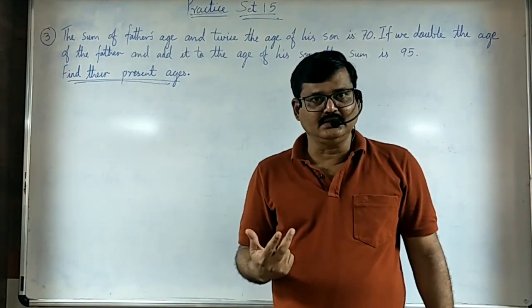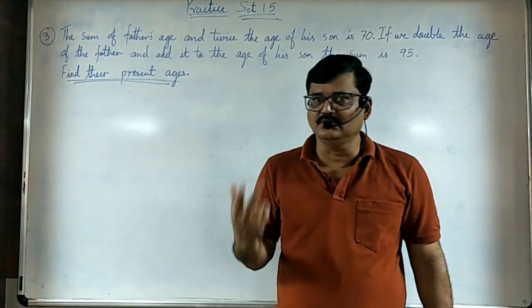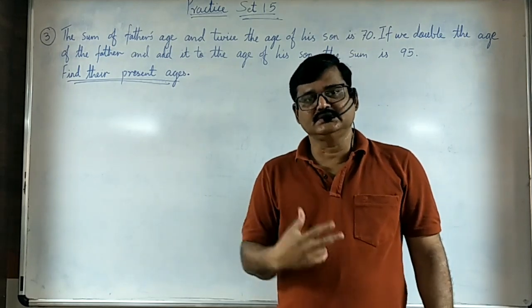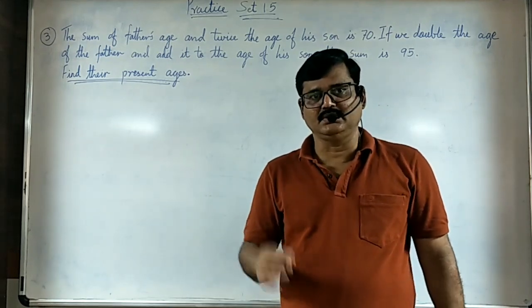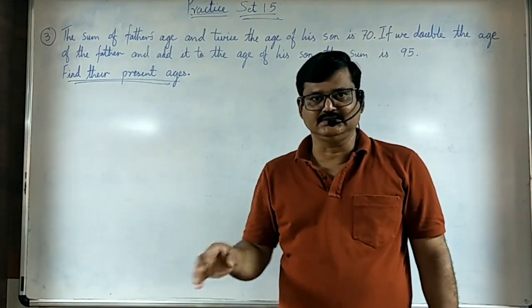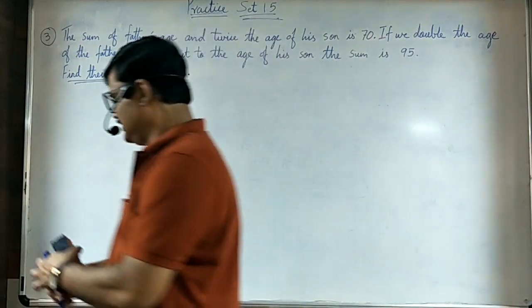Do we know that in a linear equation we always require two things? Do we know the father's age? No, we don't know the father's age, and we don't know the son's age. So let's do one thing. First of all, let the father's age be x years and let the son's age be y years. Okay, so let's start with that.